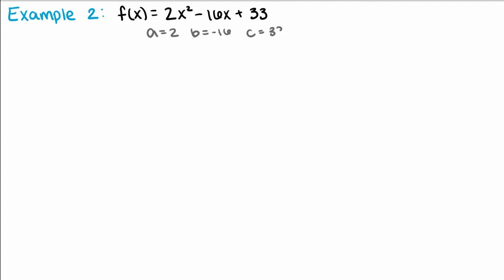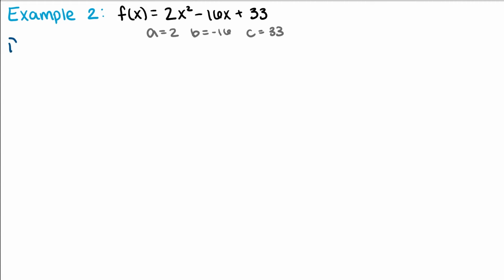Let's look at another example. F of x equals 2x squared minus 16x plus 33. In this function, a equals 2, b equals negative 16, and c equals 33.